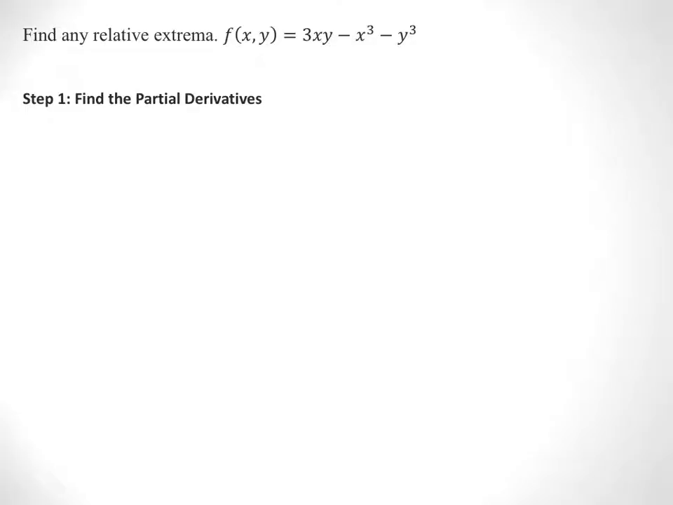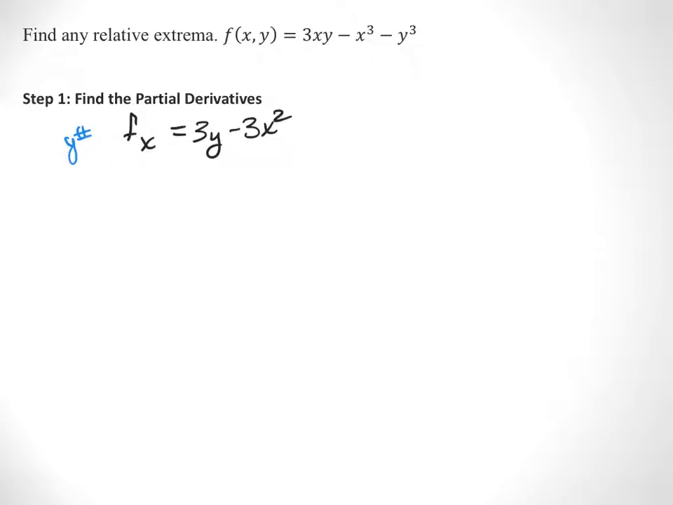We have our original function up here, and we're going to find the partial derivatives. So we're going to find the first order partial derivative with respect to x. Of the first term you get 3y. From the second term, you get minus 3x squared. And from that third term, you don't get anything because y is a number. A derivative of a number is just 0.